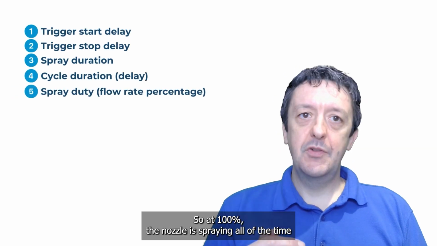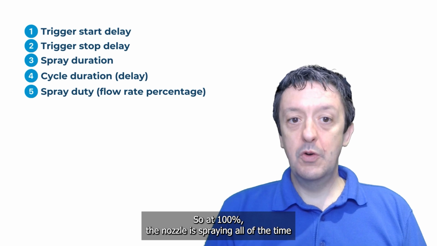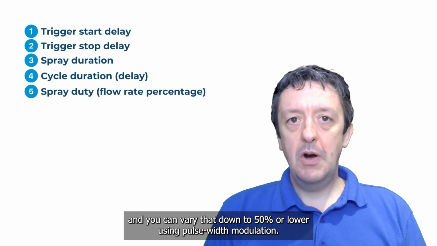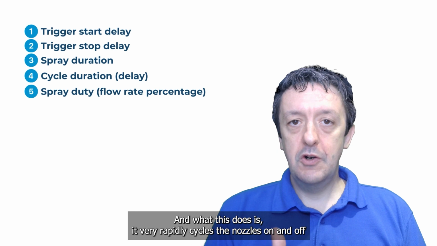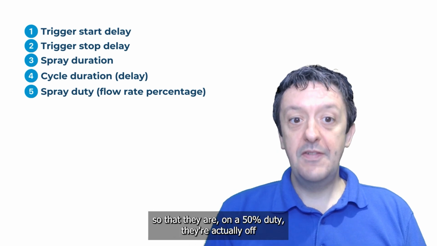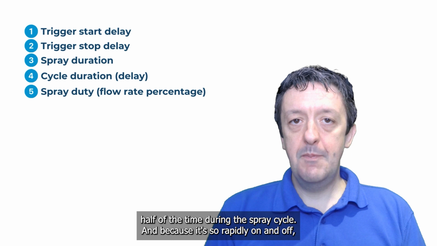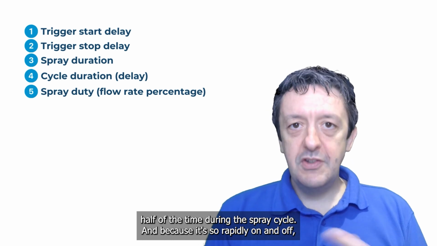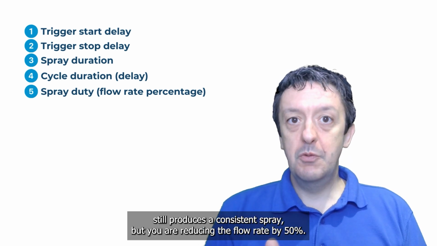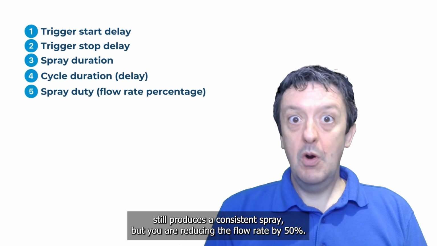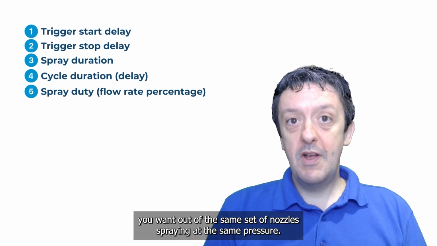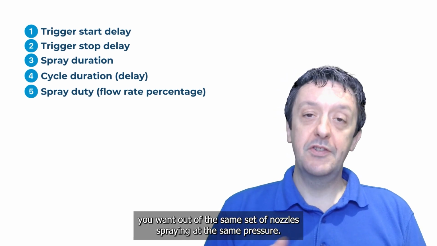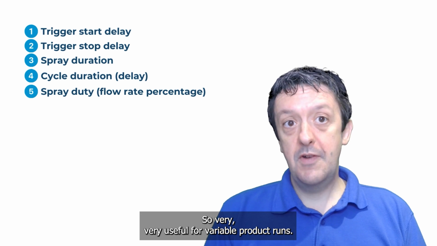The 5th degree of control is the duty of the spray. This is a percentage. So at 100%, the nozzle is spraying all of the time, and you can vary that down to 50% or lower using pulse width modulation. What this does is it very rapidly cycles the nozzles on and off, so that, let's say on a 50% duty, they're actually off half of the time during the spray cycle. And because it's so rapidly on and off, this effectively still produces a consistent spray, but you are reducing the flow rate by 50%. What you can do with duties, you can program in the flow rate you want out of the same set of nozzles spraying at the same pressure. So very, very useful for variable product runs.